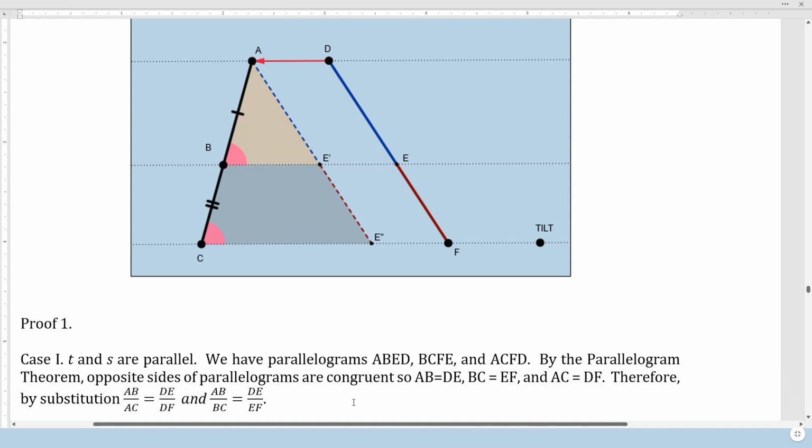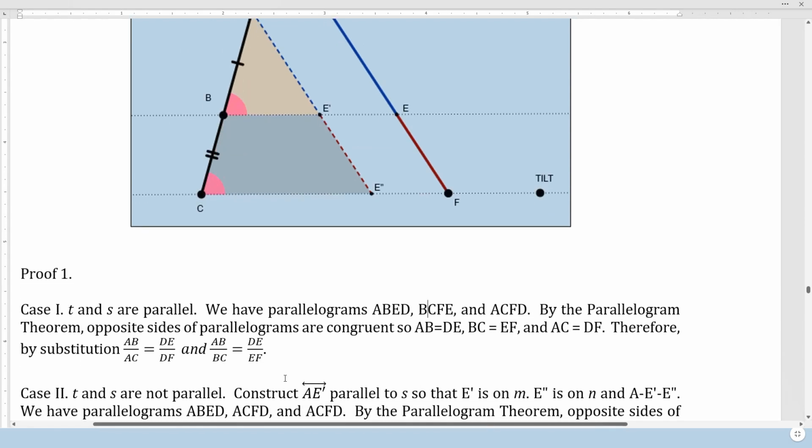And so just substituting in, we can see that AB over AC is exactly the same thing as DE over DF. And then AB over BC would be the same thing as DE over EF. Okay, so this is a substitution there.